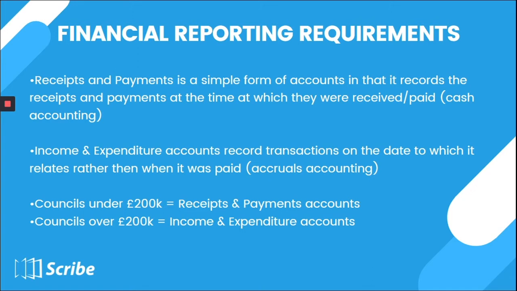So if you're in a situation where you found yourself with a one-off grant payment or a large amount of work to be done in one financial year that took you over the £200,000 threshold, you don't need to go over to income and expenditure. It's only mandatory if you've got 3 consecutive years of accounts over 200,000. And as I said, it is optional, so you may be under that threshold but decide that you want to use income and expenditure accounting.